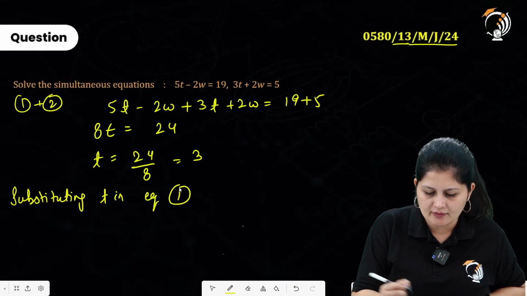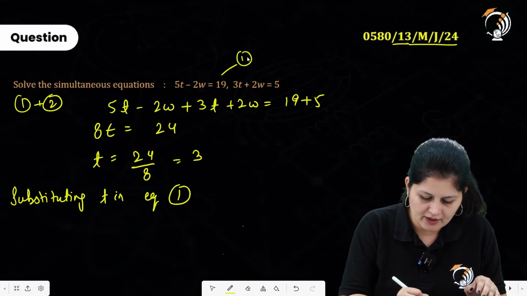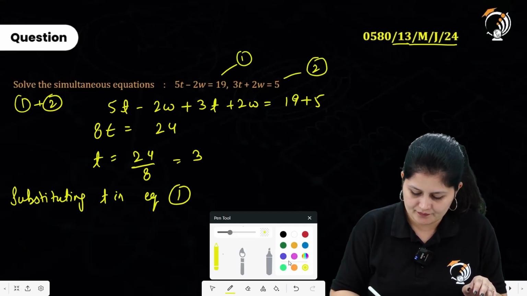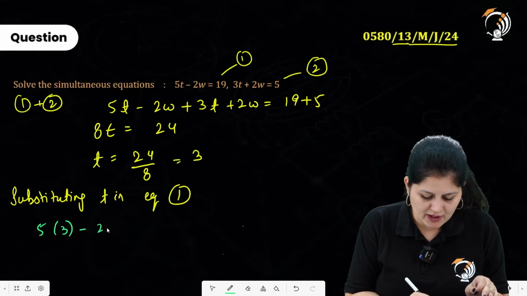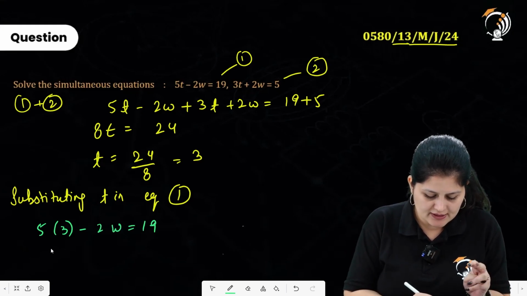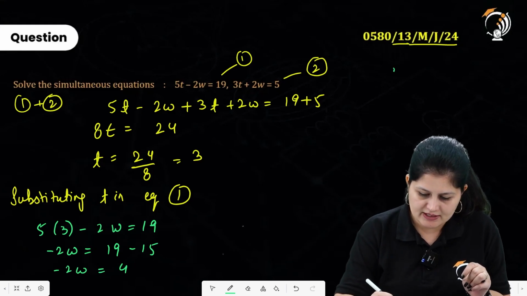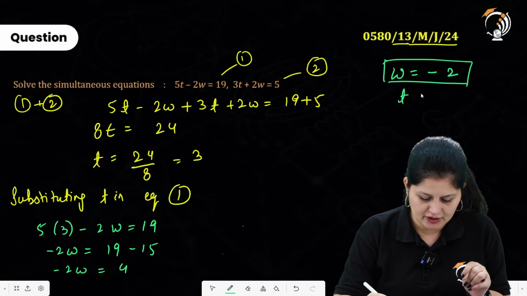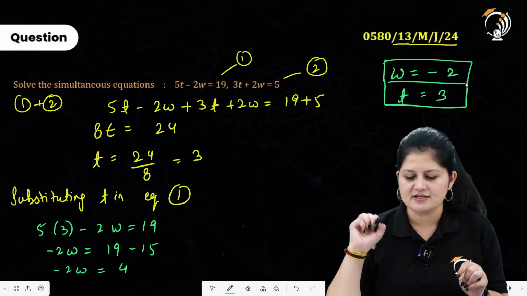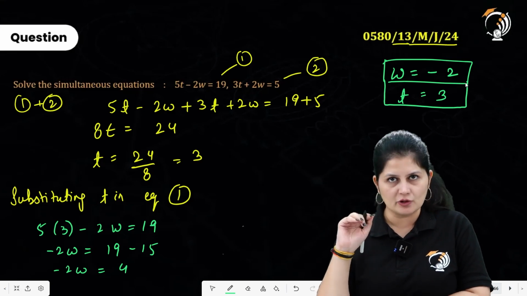Further, substituting t in equation 1. We are taking this as equation 1 and this is your equation 2. So that is going to be 5 multiplied with 3 minus 2w is equal to 19. So minus 2w is equal to 19 minus 15. So minus 2w is equal to 4. So we are getting the value of w is equal to minus 2, and we have got t is equal to 3. So this is the solution to your given simultaneous equations. Is that clear? I hope that we are understanding all the questions that we are solving.